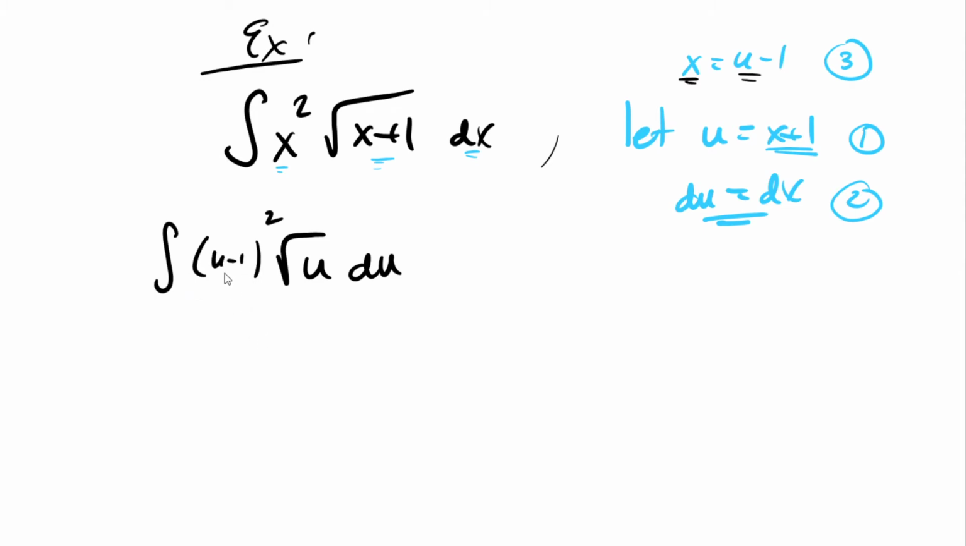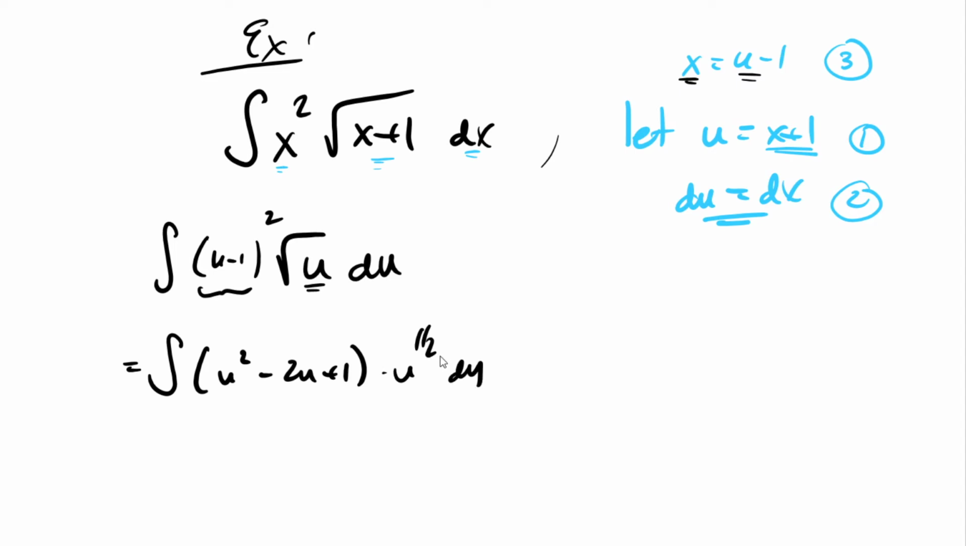On the surface, this might not look any better than the integral that we started with, except I could multiply this out, and then if I think about this as having a fractional exponent, I can distribute it in, so that I turn it into a big pile of terms that are added together. So this is u squared minus 2u plus 1 times u to the 1/2 du, and then I can take the u to the 1/2, which is what I turned that square root into, and I can distribute it in and use the rules of exponents.